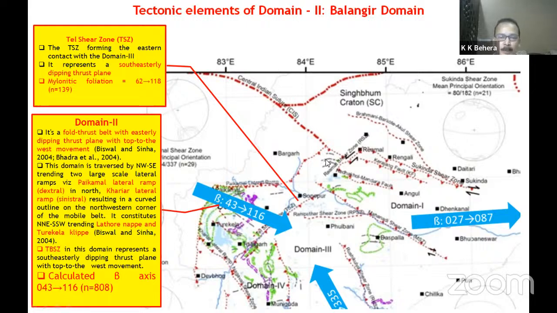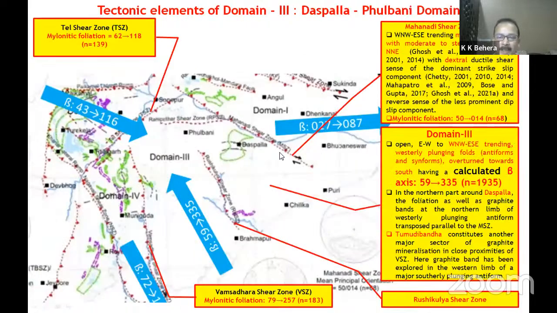And this is domain 3. This is lying south of the Mahanadi shear zone and north of the Vamsadhara shear zone. In this part, the structural data analyzed, around 1935 data, give a calculated beta axis of 59 degrees towards 335. Statistically, the beta axis is 59 degrees towards 335 in this part. These are northwesterly plunging folds.